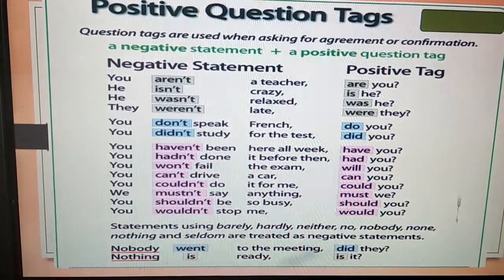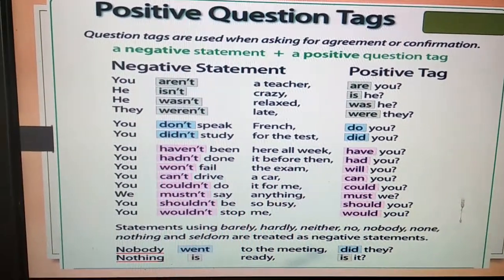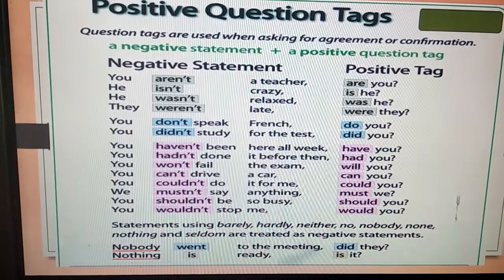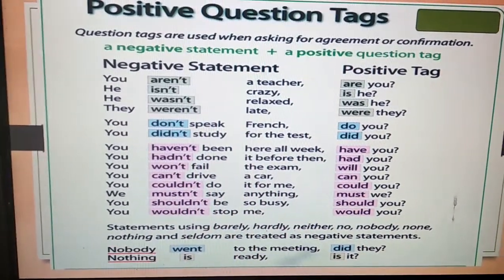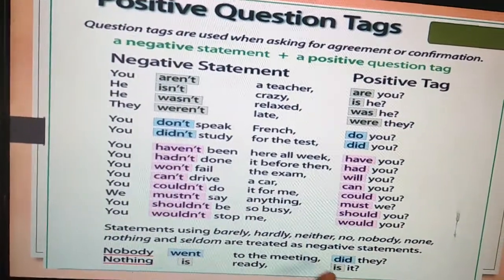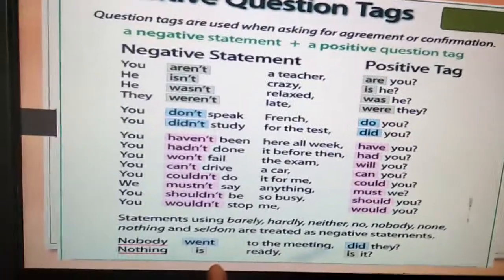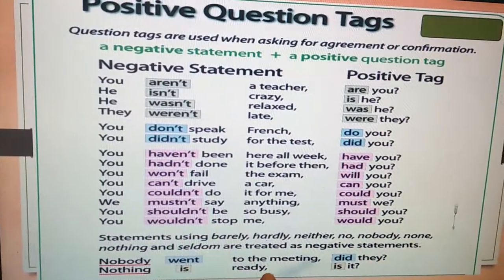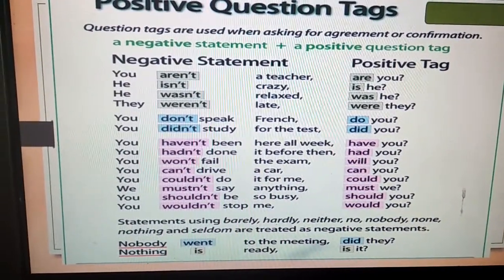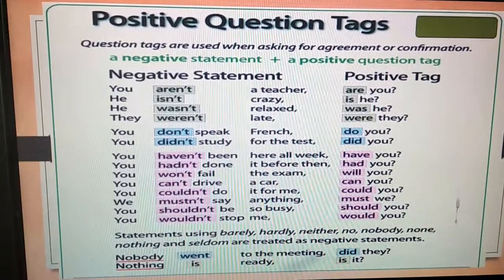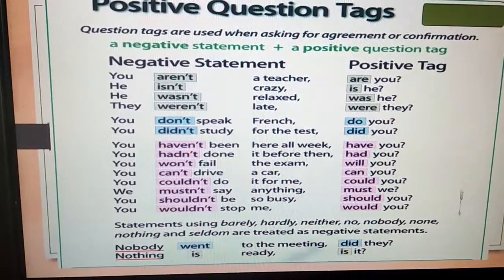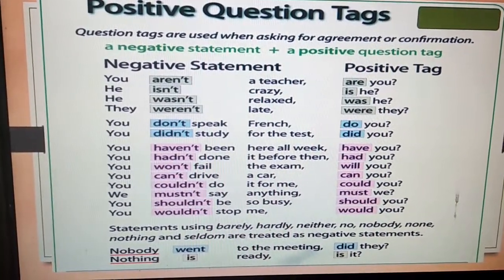Now, let's see the example with this. Nobody went to the meeting. Now, nobody, this is for plural. So, we use went, the past form of go. So, what we have to use here? Did they. Next sentence. Nothing is ready. Is it? Nothing. It is used for the thing. That's why we have used the pronoun it. And the previous sentence, nobody. Nobody we use for people, person. And so, we have used they, the pronoun they.